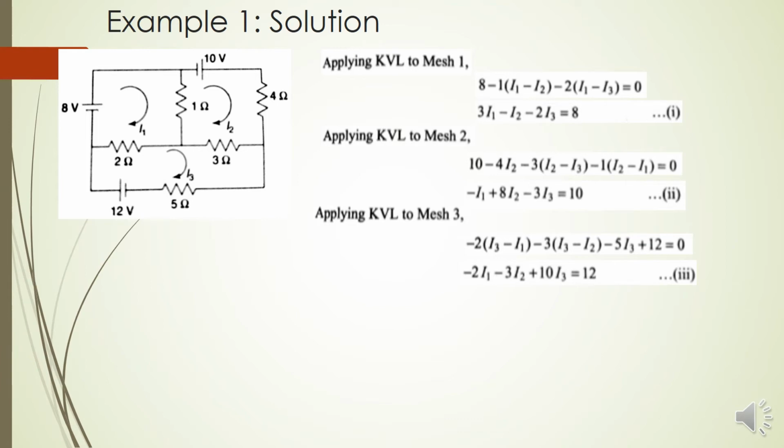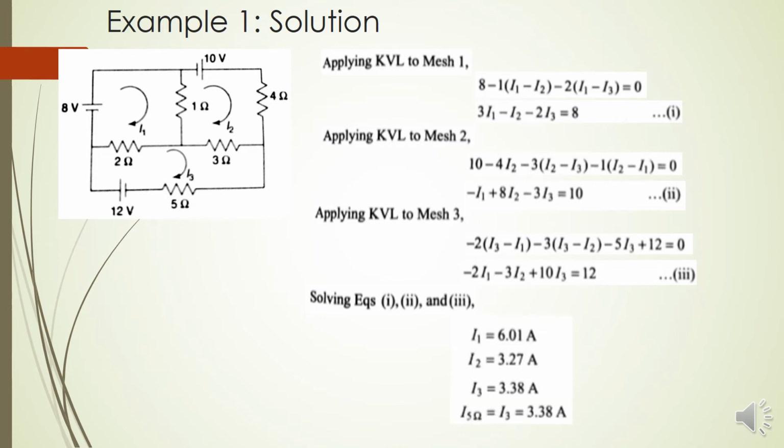Again arrange this equation and call it equation 3. Now solve equations 1, 2 and 3. Then you will get the currents I1, I2 and I3. Since it is asking for the current flowing through the 5 ohm resistor, that is the current of mesh 3. So I3 is equal to 3.38 ampere. So this is the final answer for this numerical.